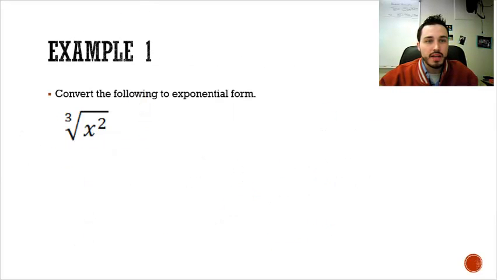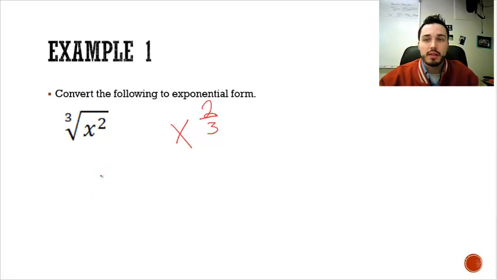Okay, first actual example. So we want to convert this to exponential form. This is in the radical form. Exponential form again means that we're writing it with an exponent that is a fraction. Well, my base is x. Okay. Then I have this 3 and this 2. The index is the denominator, and the 2 is the exponent.